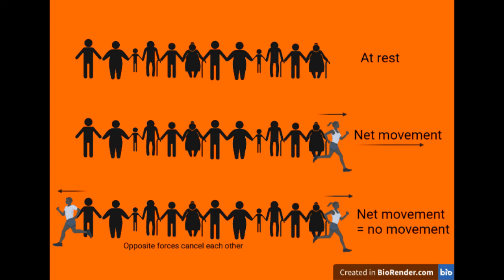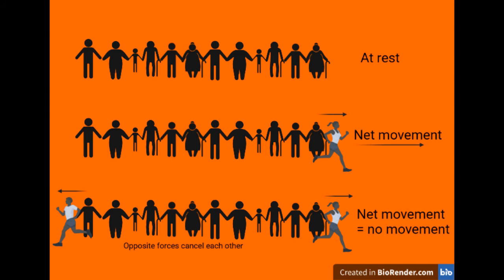So where can we find different forces acting in our daily life? Well, think about people holding hands in a huge line. If the first person starts running, it's very likely that the whole line will start moving in their direction, unless someone is resisting and exerting an opposite force.